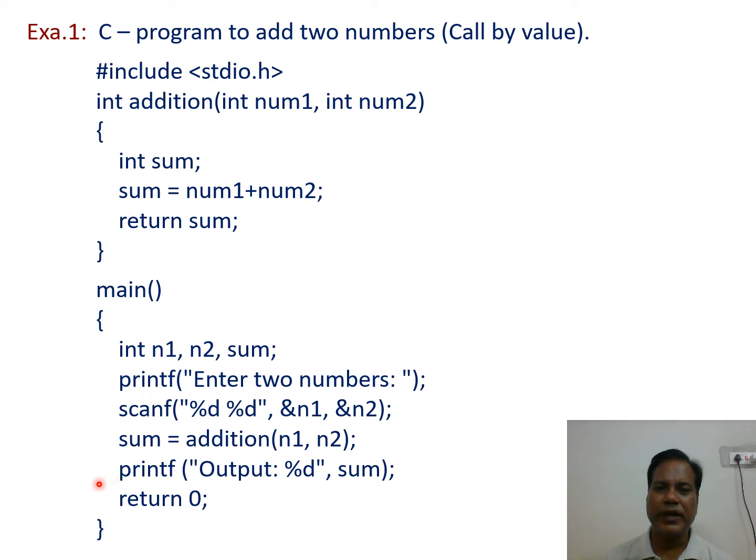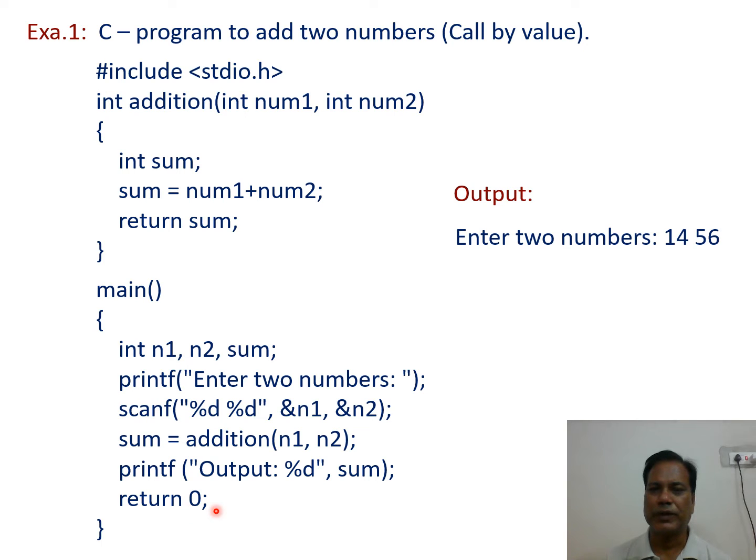Then using the next statement, printf("Output: %d"), the compiler searches for the variable, and here it is sum, so its value gets printed at this point. And the last one is return 0. This return 0 is the end of the program, and it indicates to the operating system that the program executed properly.